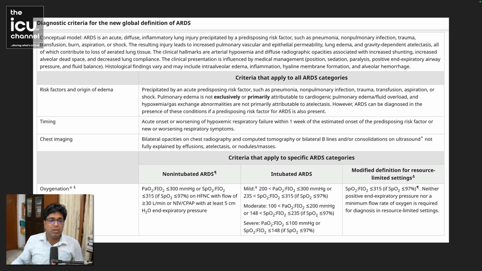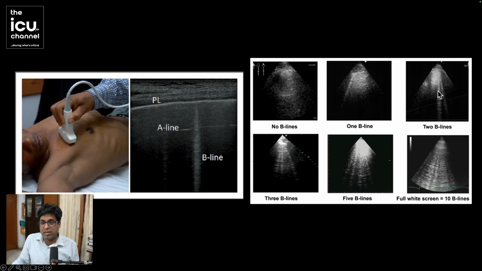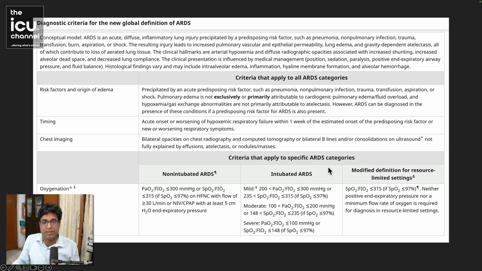So this is the new global definition of ARDS. Very simple. There has to be a risk factor present. The origin of edema should be non-cardiogenic pulmonary edema. It can exist along with cardiogenic pulmonary edema or fluid overload, but you cannot explain the condition totally because of them. The timing should be within 1 week. You can diagnose on the basis of X-ray, CT or USG ultrasound. The B lines should be present. B lines like this, these are the abnormal B lines. There are 3 lines, or more than 5 lines on the USG.